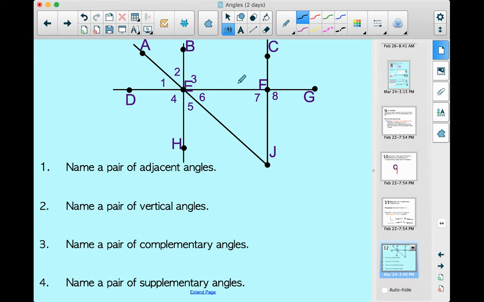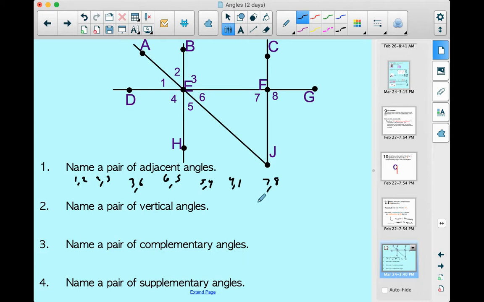Okay, welcome back. A pair of adjacent angles, there's lots to choose from. You can do 1 and 2. You can do 2 and 3, 3 and 6, are right next to each other. 6 and 5, 5 and 4, 4 and 1. If you go over here, 7 and 8. Okay, so lots of different adjacent angles.